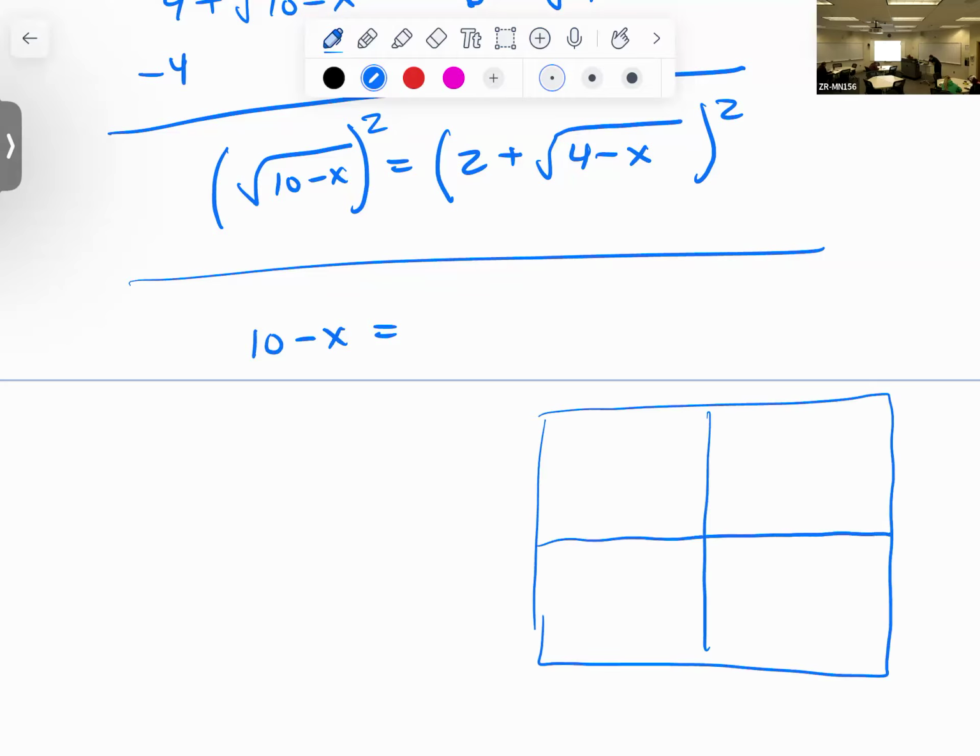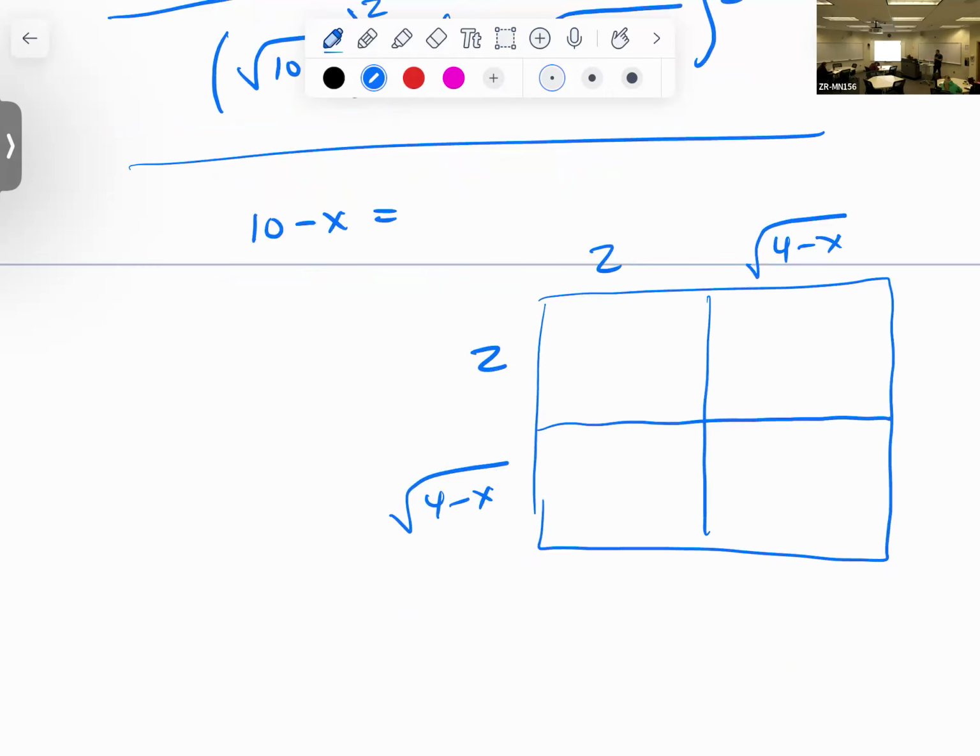This is where box outshines FOIL all the way, because now they're just getting so complex. Doing this with FOIL is where people really start to make mistakes. So this is where the box starts to really shine because so much is going on now. All right, 2 times 2 is 4. 2 times root 4 minus x is 2 root 4 minus x. 2 times root 4 minus x. And at least on the good side, root 4 minus x times root 4 minus x is 4 minus x.